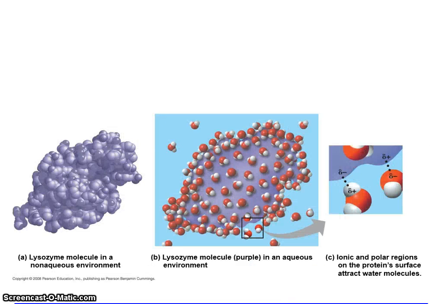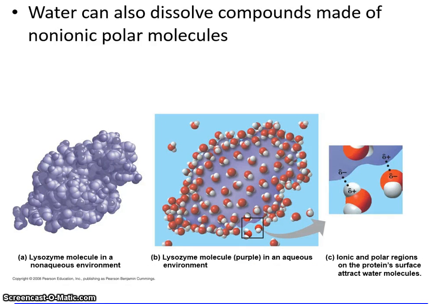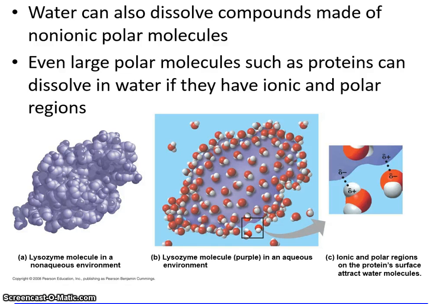Now, ionic compounds aren't the only things that can be dissolved in water. Water can also dissolve other covalent compounds, but the key idea is that the covalent compound has to have polar regions or be polar overall. For example, this is a really large protein called a lysozyme, and when we place it in water, you can see that there's a hydration shell, water molecules all surrounding the purple protein. Again, we can assume that this purple protein is polar because we have the water being attracted to those regions of the protein.